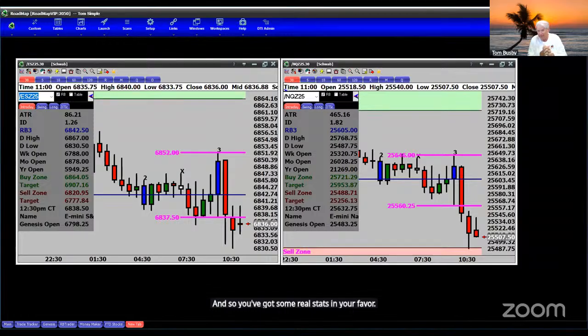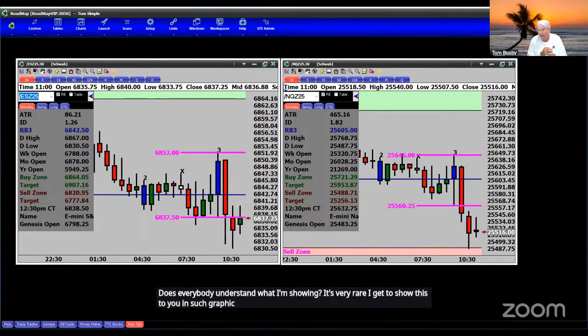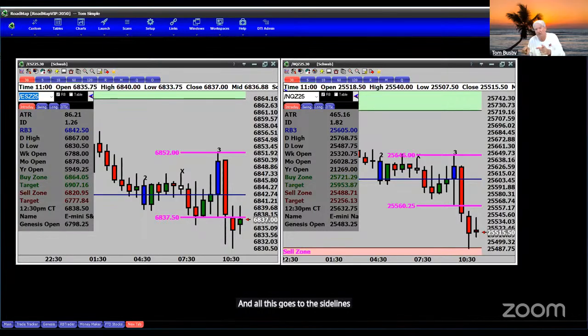And so you've got some real stats in your favor. One of those stats is what happens during Genesis. If Genesis hypothetically turns out to be positive, just like yesterday, buying is going to step in and we're going to go higher. Does everybody understand what I'm showing? It's very rare I get to show this to you in such graphic form. And all this goes to the sidelines if Genesis turns into being a continuation short. Then we go a lot lower. Everybody acknowledges they see the picture that's being painted.